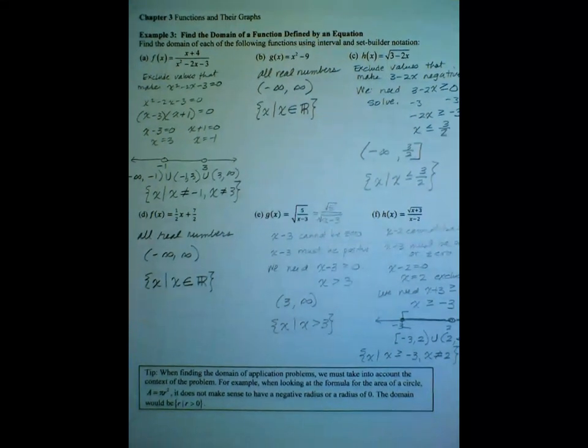Okay, this last little tip just tells you if you're working an application problem and you're looking for domain, it has to make sense for the problem. So they're saying, for example, for the area of a circle and you're looking at area equals pi r squared, it wouldn't make sense for your radius to be negative or 0. So you have to consider that when you think of domain.